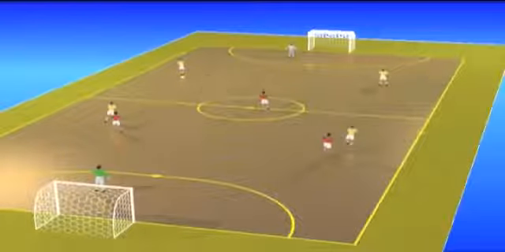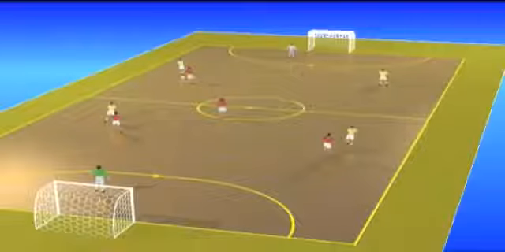The defender who challenges the player with the ball should pay attention to his basic positioning. The other defender up front, in this case player number 5, should be placed between his respective opponent and the ball, as he might have to take over the coverage of his teammate.